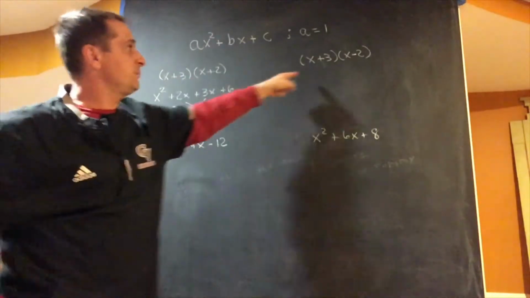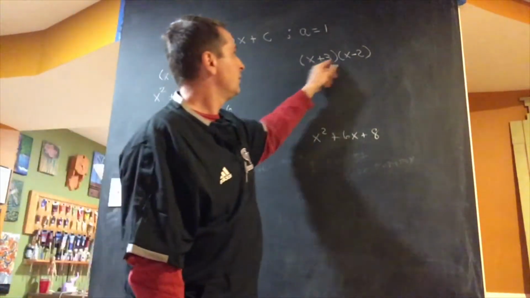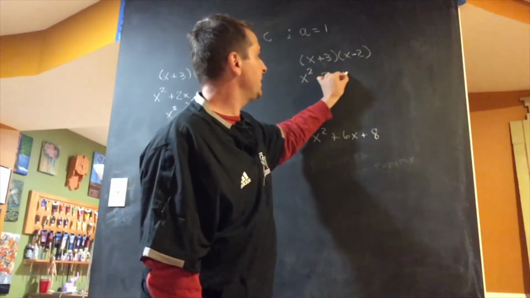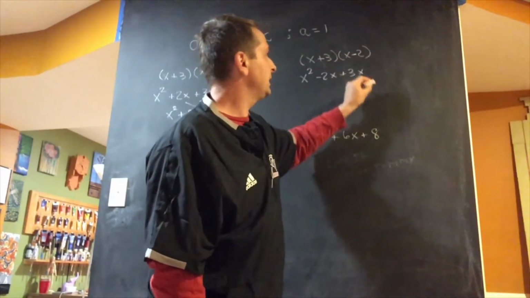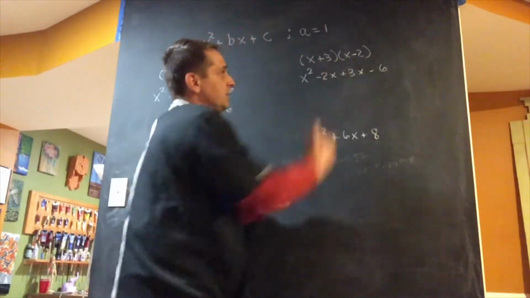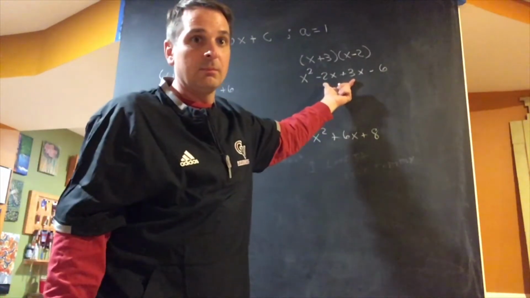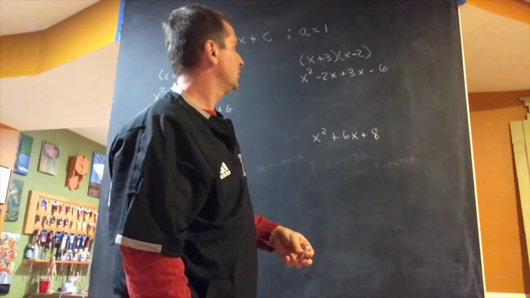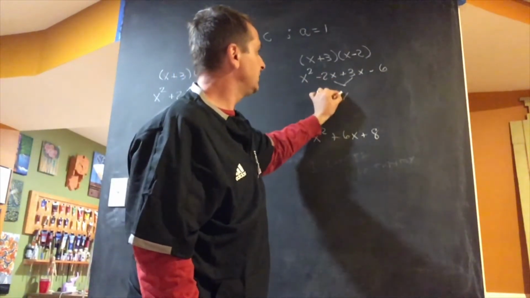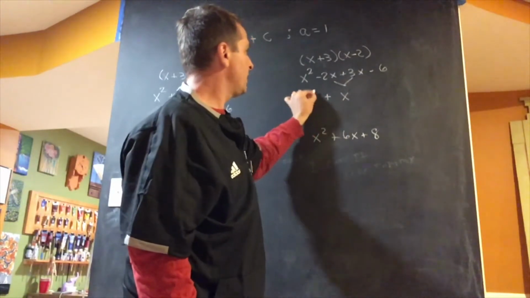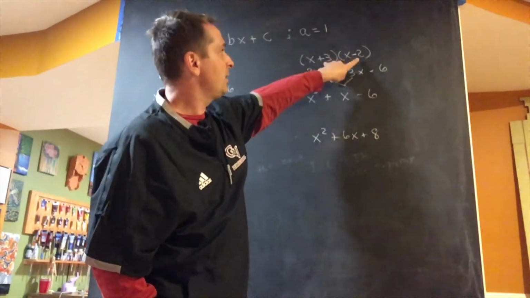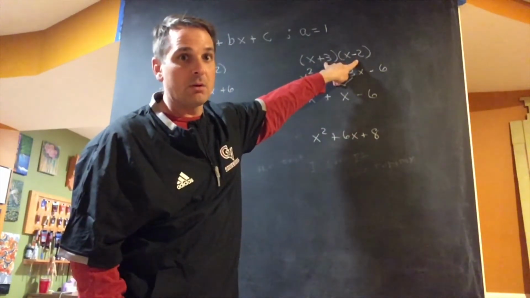If we do it again, same numbers, but I change the sign. First times first. My outers, negative 2x. My inners, positive 3x. Last times last, this time it's negative 6. Now you can see with the mixed signs here, I end up subtracting my two middle terms. So negative 2x plus 3x combines to give me positive 1x, bring down my x squared, bring down my minus 6.